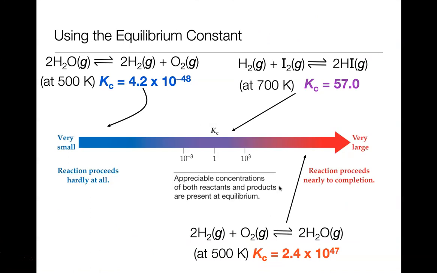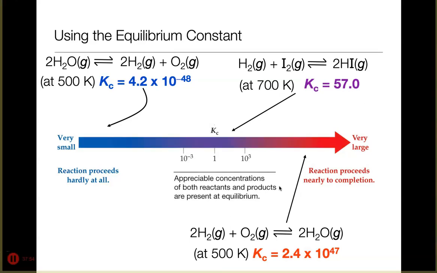All right, so this is the very last slide because this is a transition slide. This will get us into ICE tables, which is pretty much the rest of the chapter. That's why I'm trying to isolate the equilibrium constant by itself. The majority of the chapter will be based on using these numbers, right? So, some things that we notice.